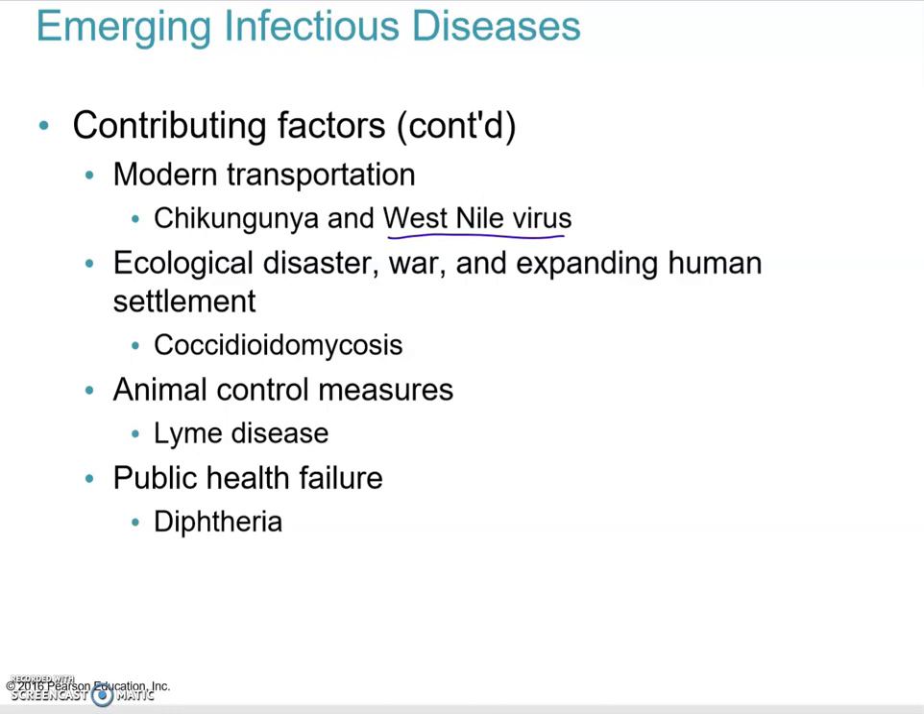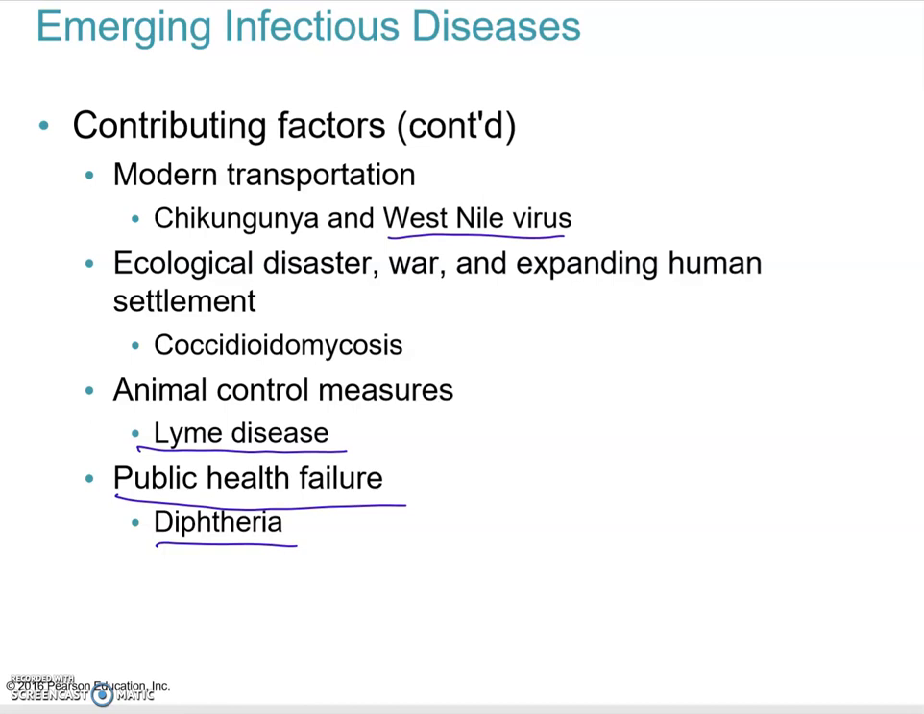Animal control measures. Here is the example given for Lyme disease. Of course, that one is transmitted by a tick, and so you could use different kinds of insecticides to limit the spreading of the ticks, but then that will have also other implications. Public health failure, for example, diphtheria given here.